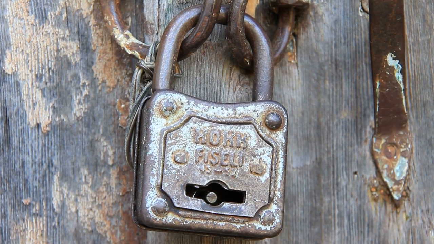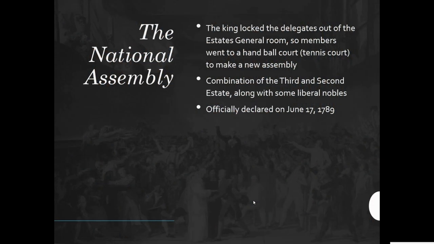Oh, wait, no, they're just going to move next to a handball court, which they call the tennis court, and they're going to make a new assembly, and they're actually going to call it the National Assembly, and then they're going to take the oath of the tennis court, and they're going to say, we are going to work together as a National Assembly until we have a brand new constitution. Uh-oh, Louis, what did you just do?